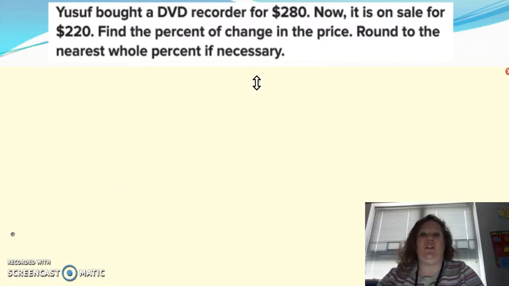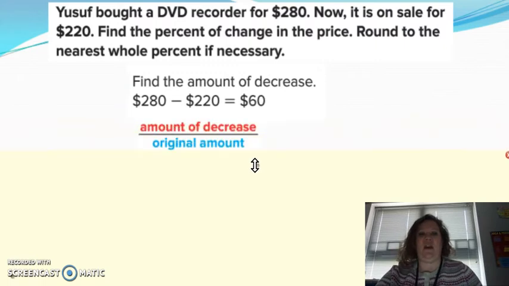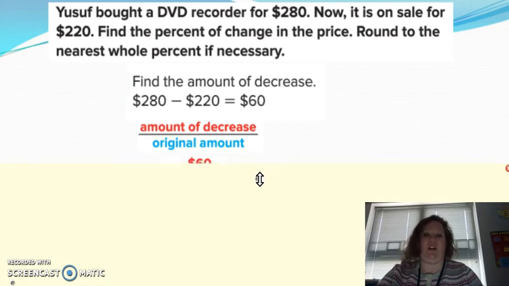The first thing we want to do is find the difference between what Yusef bought it for and the sale price. All we need to do is subtract to find that difference. 280, the original, minus the sale price, 220, shows a change of $60. From there, we are going to fill into the formula the amount of decrease, that $60 we just found, and we're going to place it over the original amount in the ratio. The original amount was $280, so we have our change over the original.